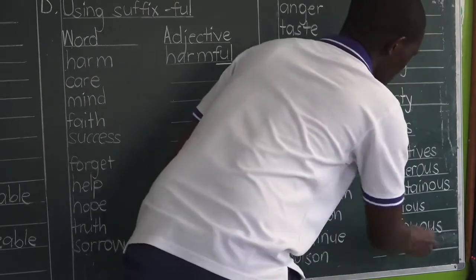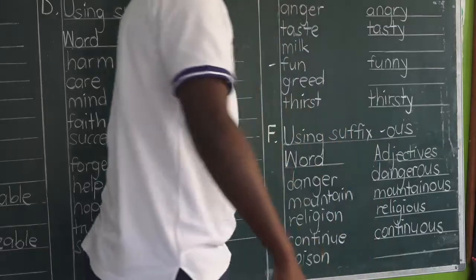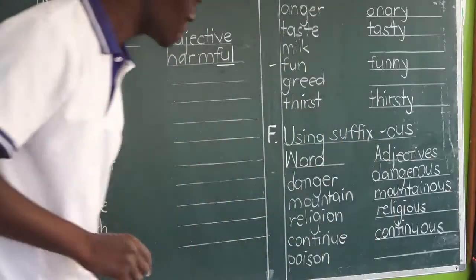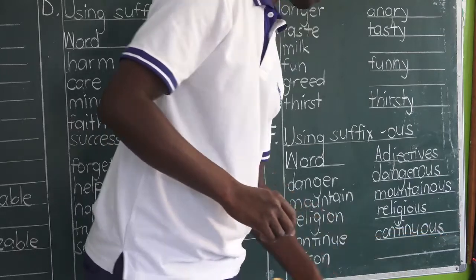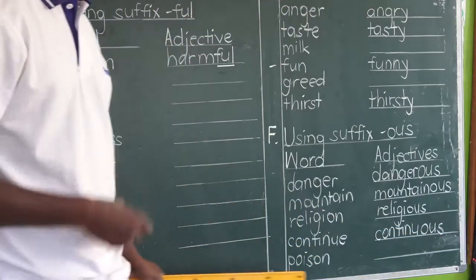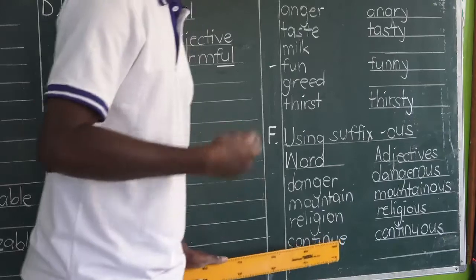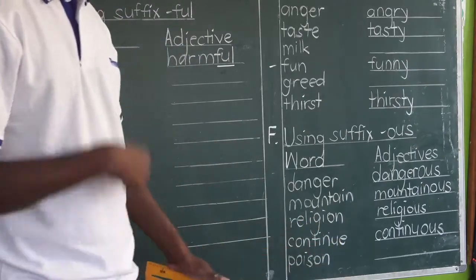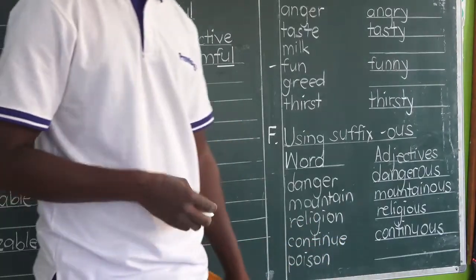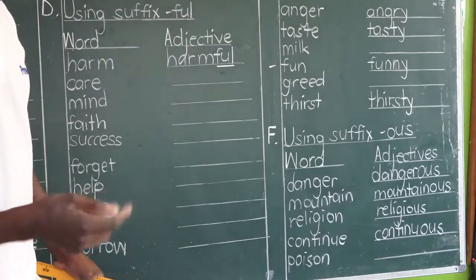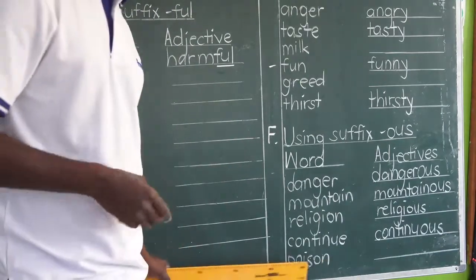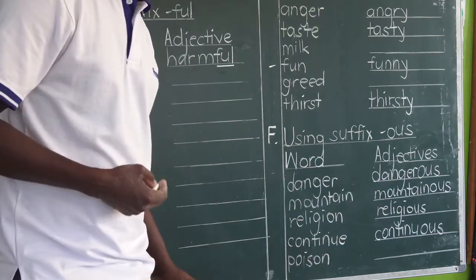C-O-N-T-I-N-U-O-U-S. Continuous. Check that. U-O-U-S. We have U, we have N-U-O-U-S, continuous, the present continuous tense. If something is continuous, it continues and continues for quite long. That is a continuous, let's say continuous exercise, when that continues for quite long.